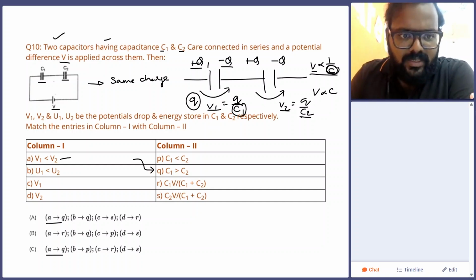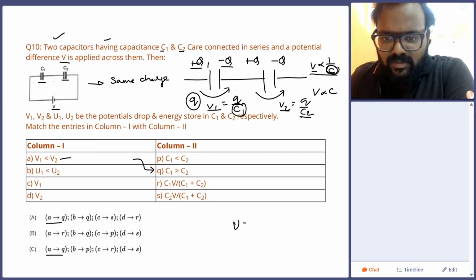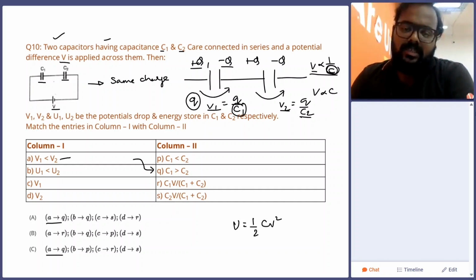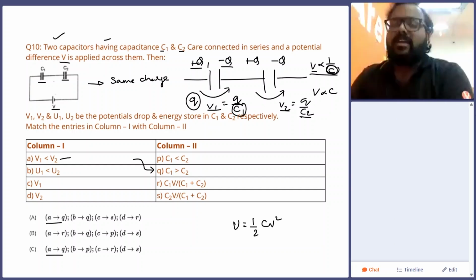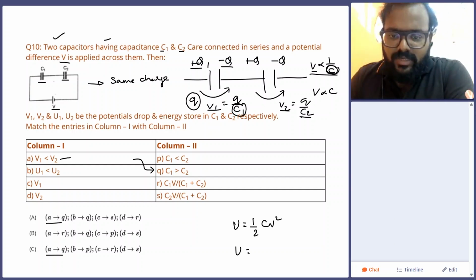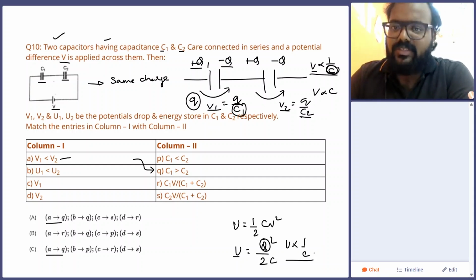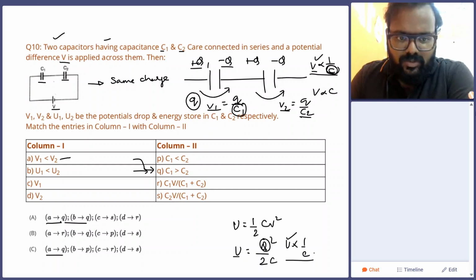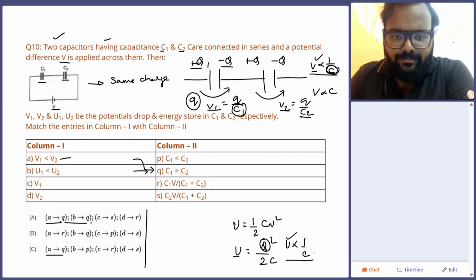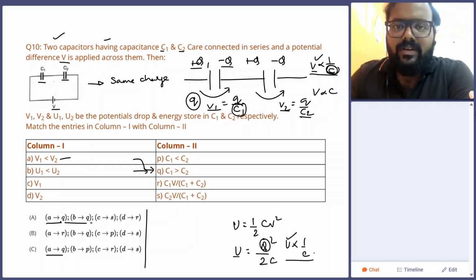Now, U1 is less than U2. Again, U has a lot of formulas. You can also use half CV square, but you cannot use this because there is nothing common in this case. There is no unifying factor. So if I use U as Q square by 2C, now I know Q is common for both, so I can directly compare it. U is inversely proportional to C, same thing, just like potential. So the same thing works, so this is also Q. What about C? V1. How about we get V1? It is pretty simple.